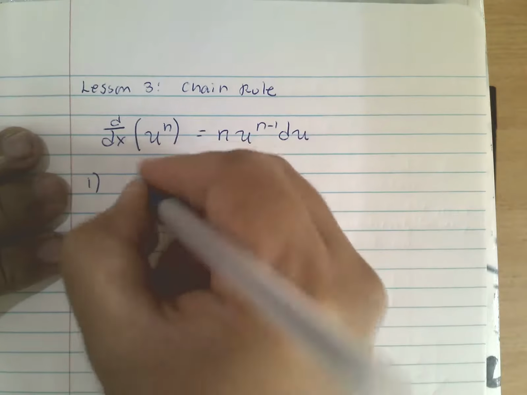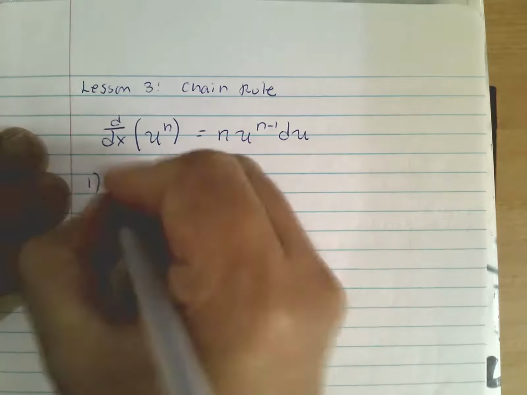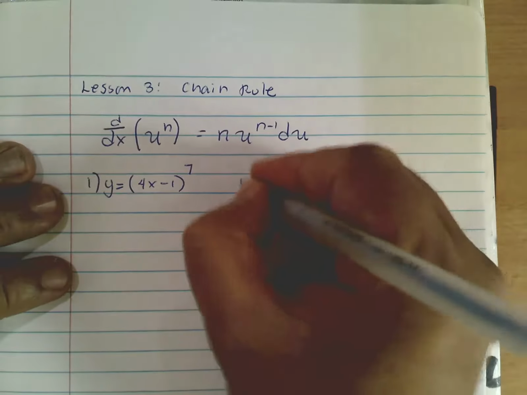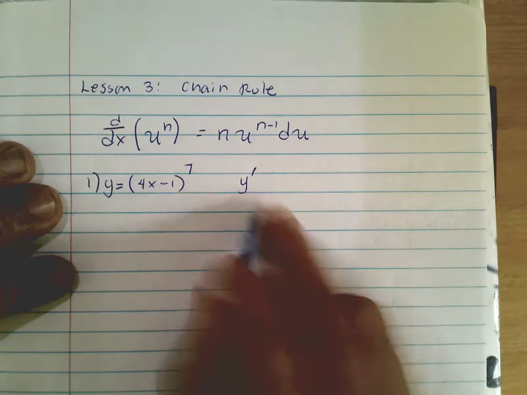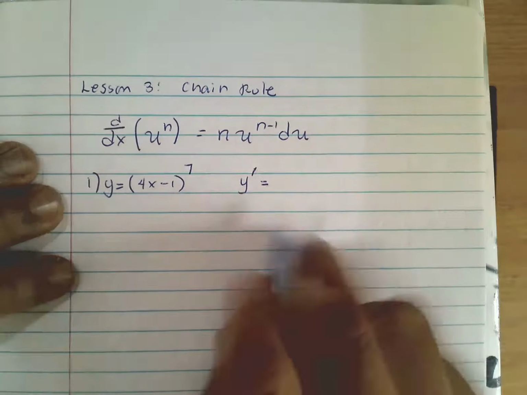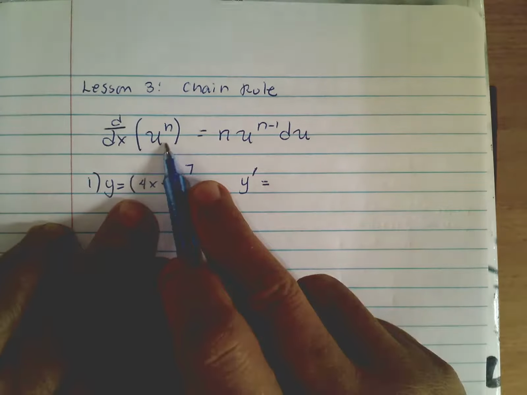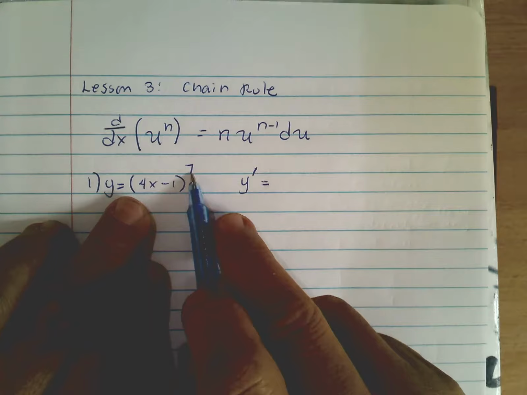Suppose that I have 4x minus 1 raised to 7. So that is my y is equal to that. What will be my dy dx? Instead of dy dx, I will just use y prime, okay? Y prime. So this is my dy dx. Y prime is equal to, according to this, when you compare this to this function, your u is actually the 4x minus 1, and your n is equal to 7.